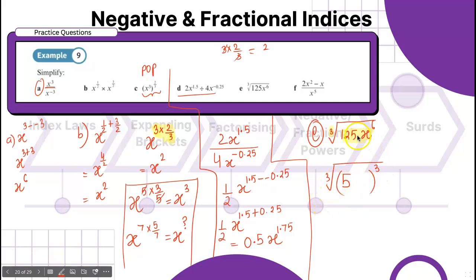Does that make sense? 125 is 5 cubed, and x to the power 6 can be written as x squared to the cube. Or if you are not understanding, I will add a filling step here. So 125, can we say 125 to be 5 cubed and x to the power of 6, correct? Now if you take that 3 outside, it has 3 and 6. This 6 can be written as 3 times 2. Yes or no?